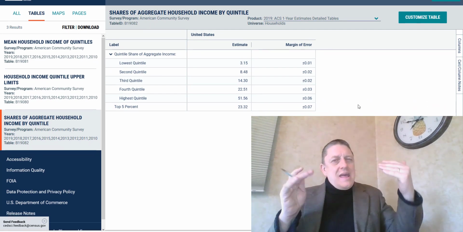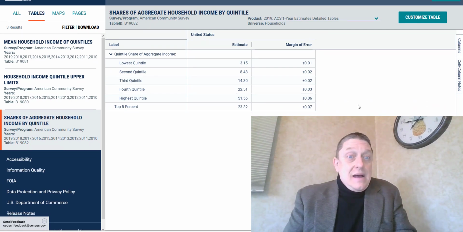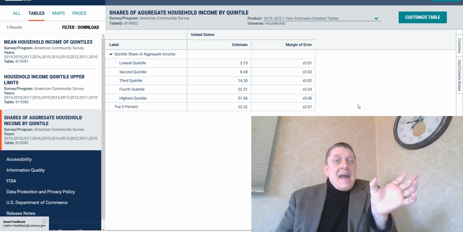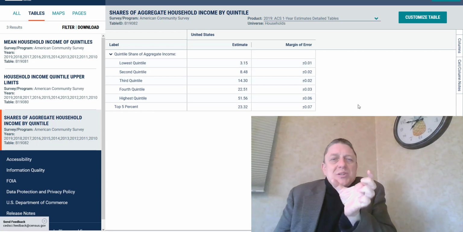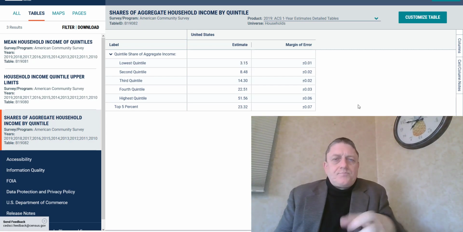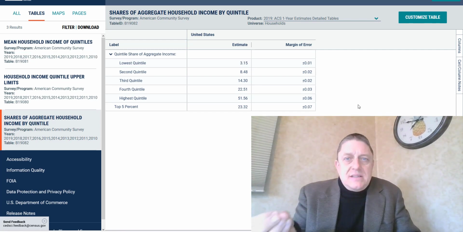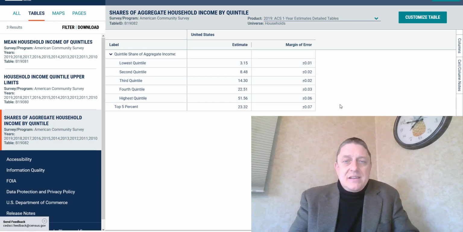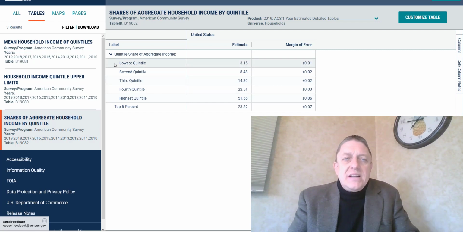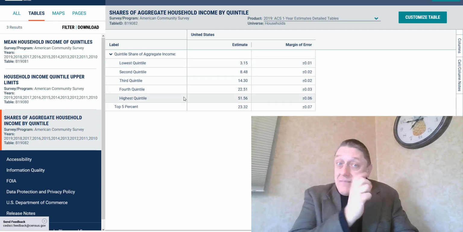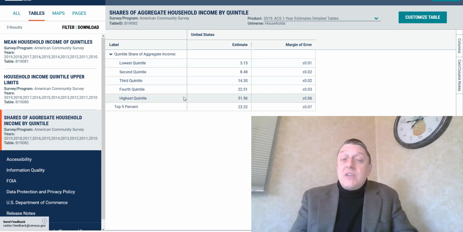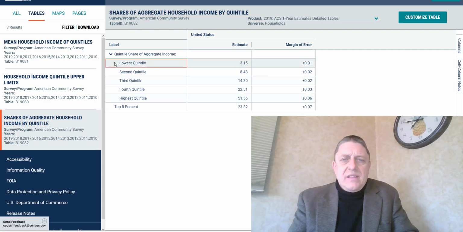Okay, but here we can see that the lowest quintile gets 3.15% of all the income. The second quintile gets 8.48% of all the income. These are percentages. How do we know that? Well, we can check that. And the highest quintile, the highest 20%, gets 51.56% of all the income.